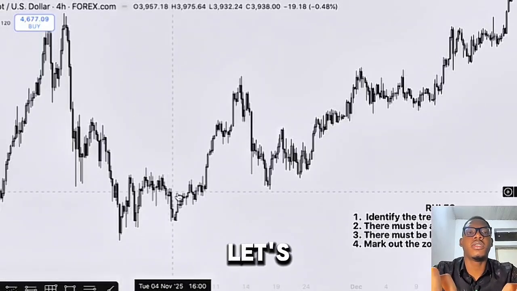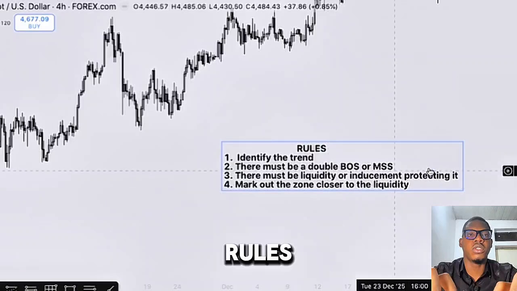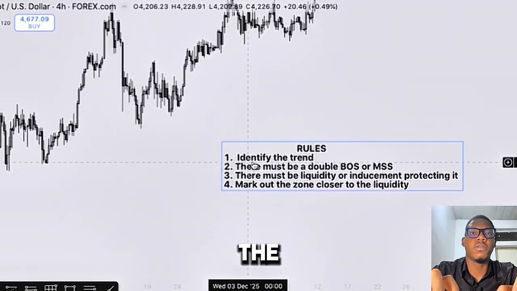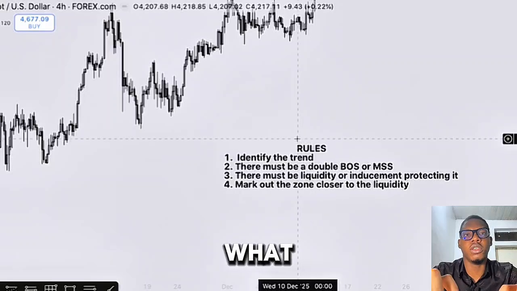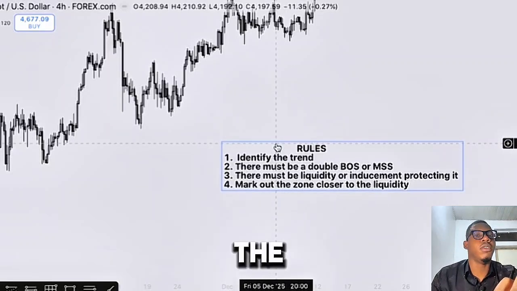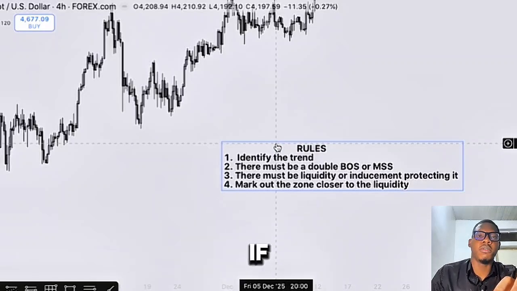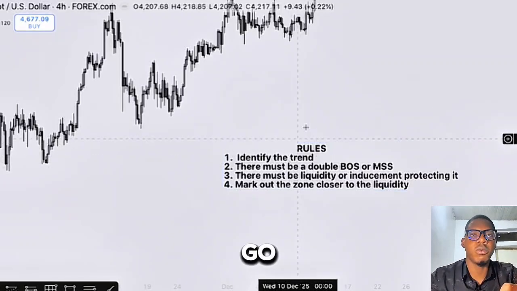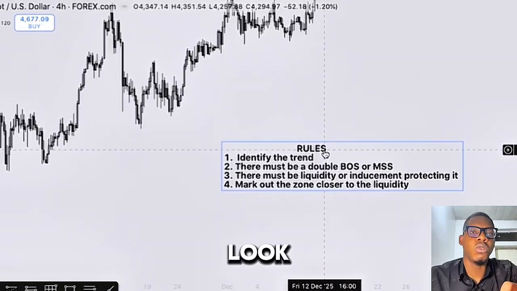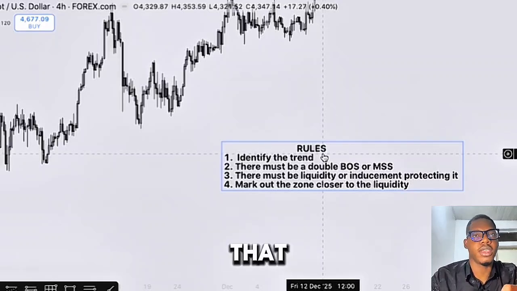So now let's go through the rules in marking out a valid point of interest. The first one is to identify the trend. You need to know if the market is bullish or bearish. As a beginner, if you can't identify the trend, go back to my channel, to my page, and look up the Genesis of Analysis. I created a video on that.